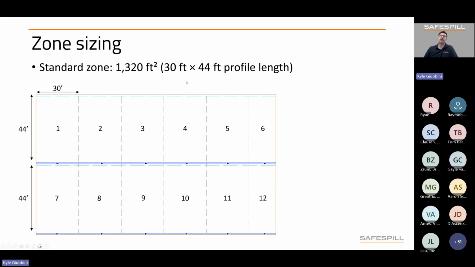But our standard zone sizes reduce the amount of complexity and help make things consistent, so we utilize this 1,320 number and always provide a standard width of 30 feet.